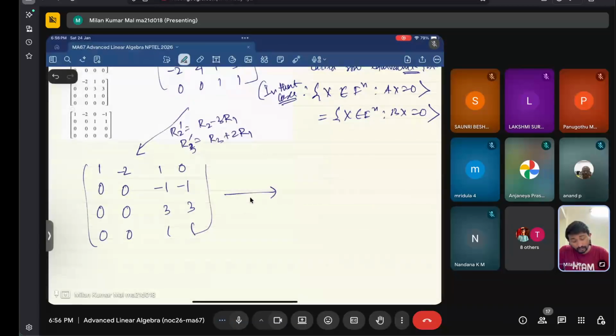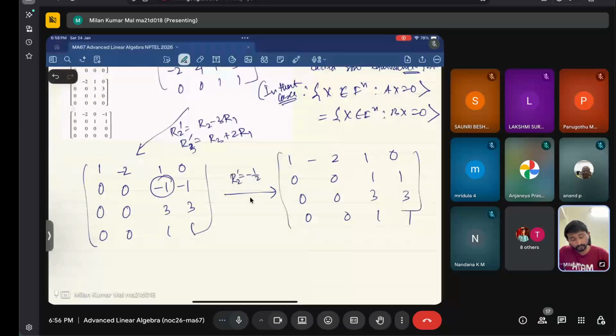So now the first non-zero term of the second row is minus 1, so we have to make it 1. So let's do that. Minus 2 1 0 0 0 1 1 0 0 3 3 0 0 1 1. Yeah. So now what we have done, R2 dash is equals to minus 1 times R2. This is what we have done.